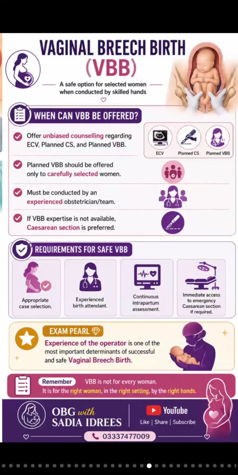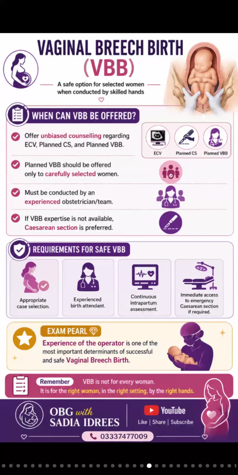Now, vaginal breech birth. It is a safe option for selected women when conducted by skilled hands. But it can be offered only with unbiased counseling. You have to tell the contraindications, the pros and cons to the patient. You have to help the patient decide between ECV, planned vaginal birth, and cesarean section. You cannot impose your own points on her. You have to tell every point, and then you have to take informed choice consent.